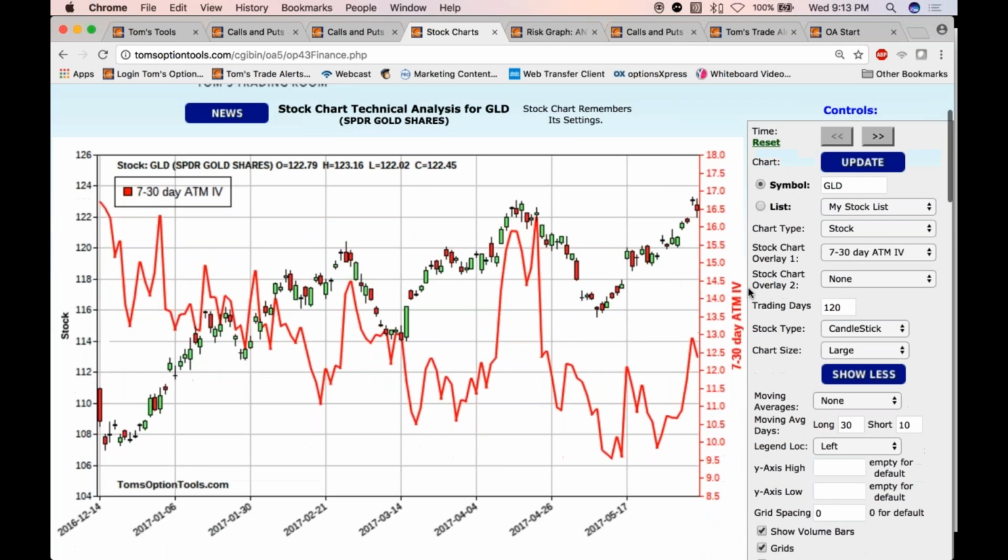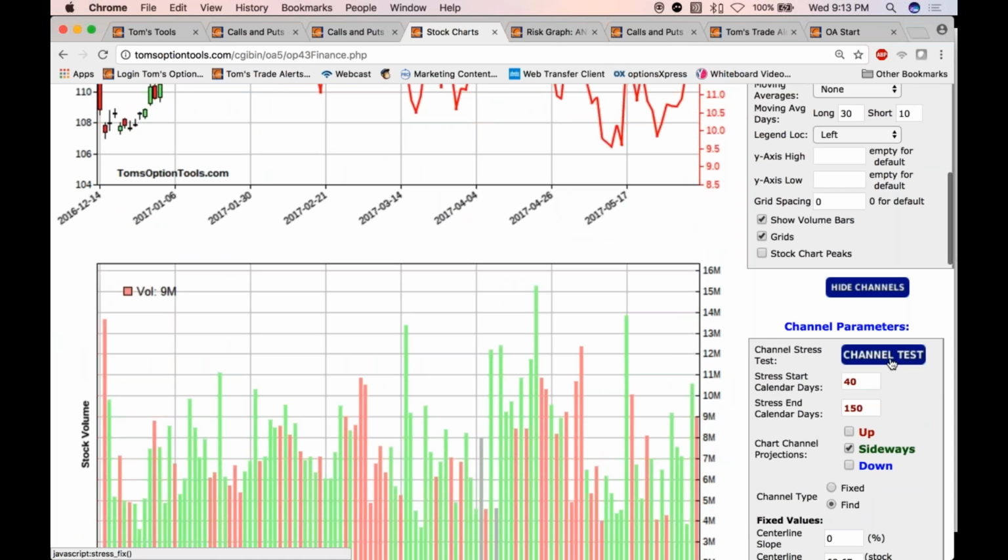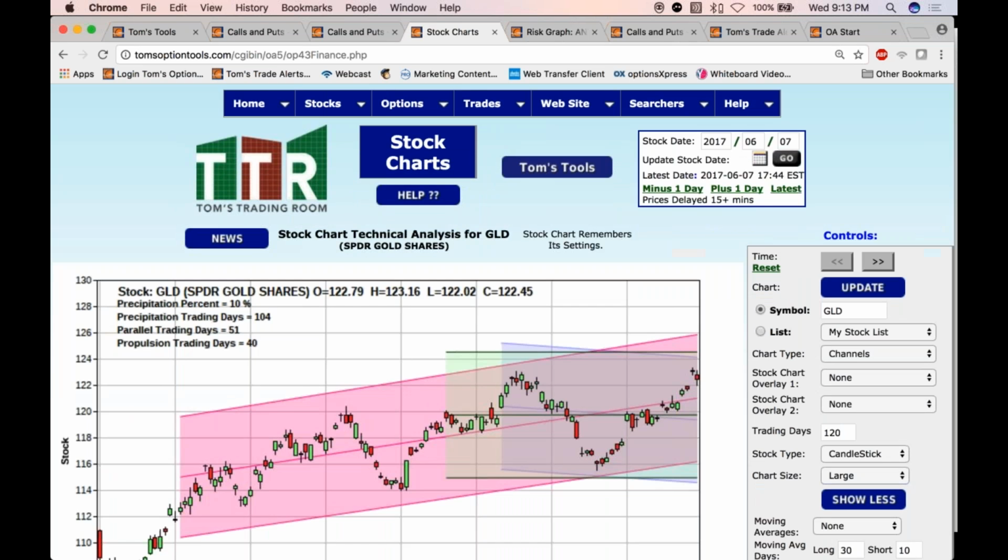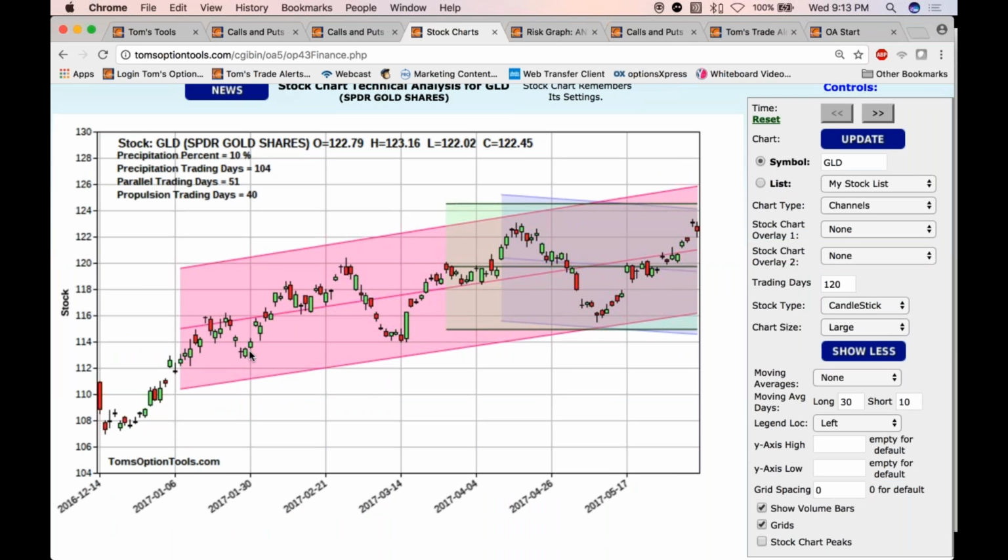All right, let's do a channel test on this. Come down here and click, and we can click on up, down, and sideways. And let's just hit channel test until you start to learn how to use that. Just use the defaults. Well, the long term is up, but the short term and the intermediate term are really kind of moving sideways. We really need to see a close above yesterday's high before we start to see a change in all the channels moving higher.